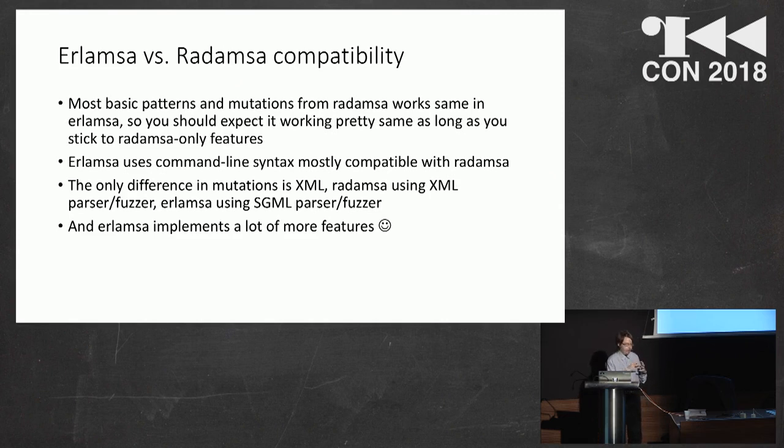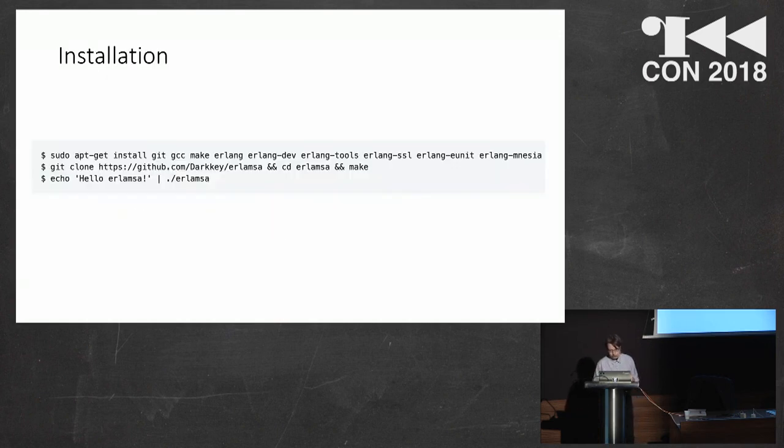The only big difference from the basic notations in Radamsa and Erlamsa is in XML. Radamsa is using an XML parser, while Erlamsa uses an SGML parser and fuzzer. Why? Because I faced a lot of languages that are not XML compatible. They look like XML, but they are not XML grammar compatible. So I used a more generic grammar and tokenizer, SGML. And Erlamsa implements a lot more features.